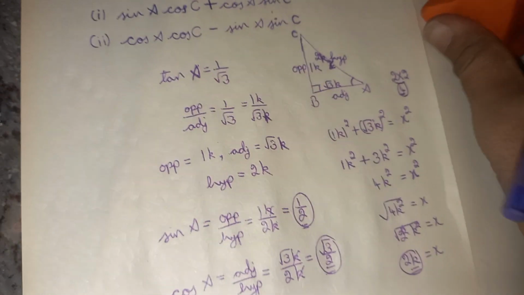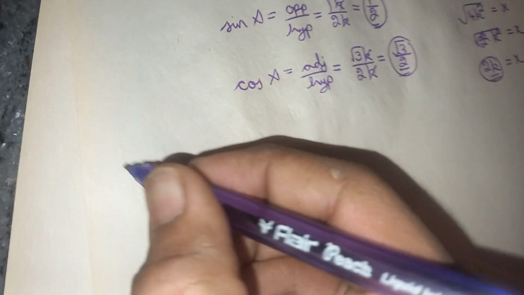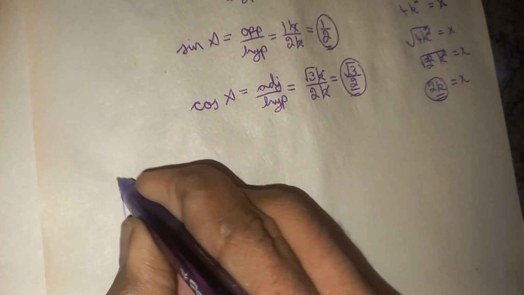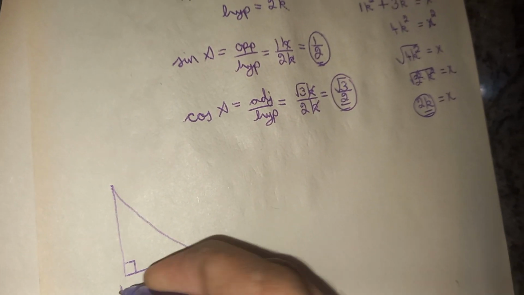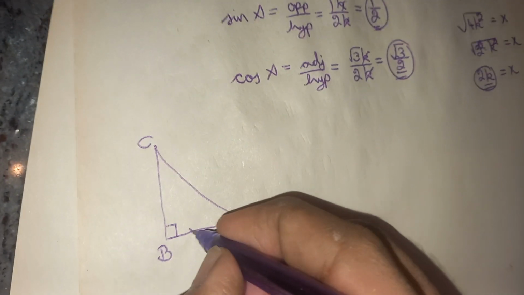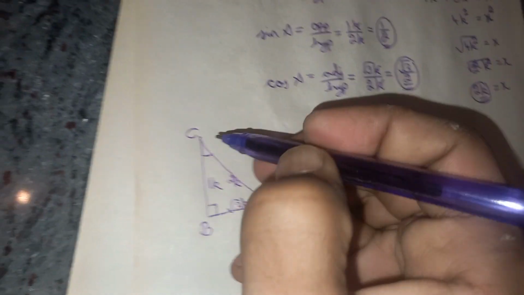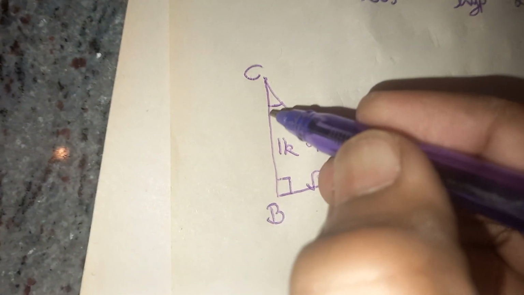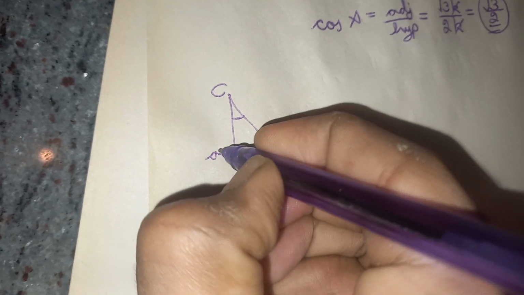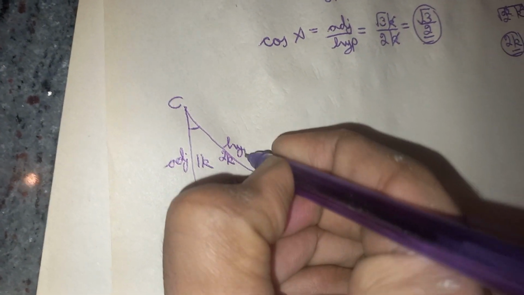Now let's take another triangle, taking the opposite, adjacent and hypotenuse in terms of angle C. In this same triangle ABC, the sides remain the same: root 3k, 1k, and 2k. In terms of angle C, the joining side becomes the adjacent, this becomes the opposite, and this one is the hypotenuse.